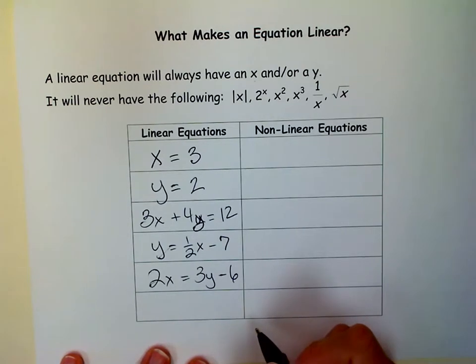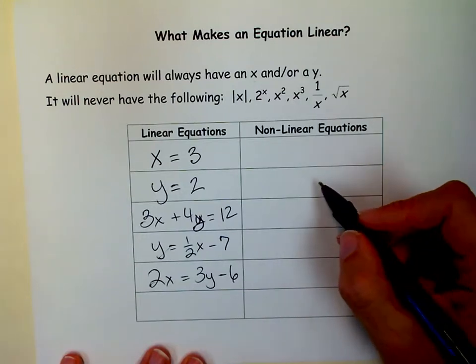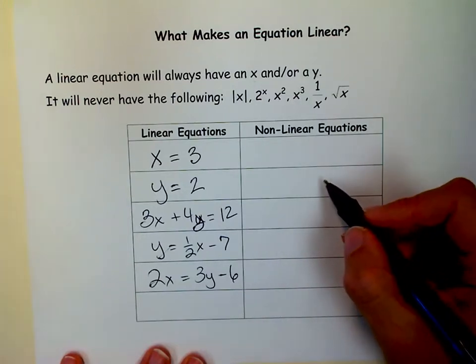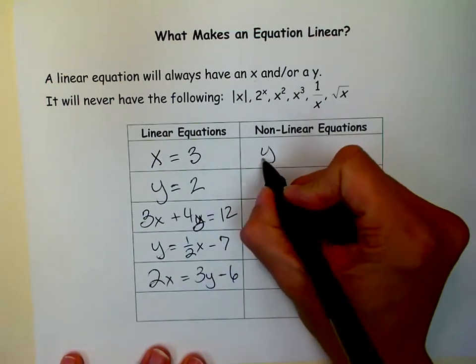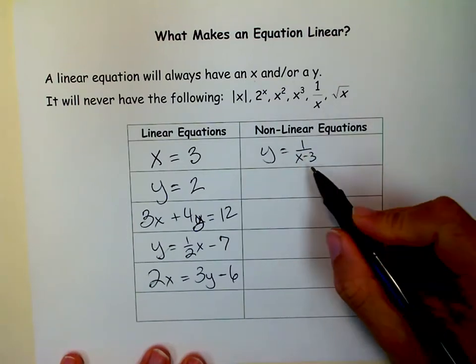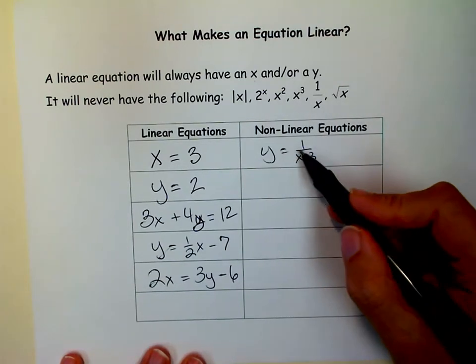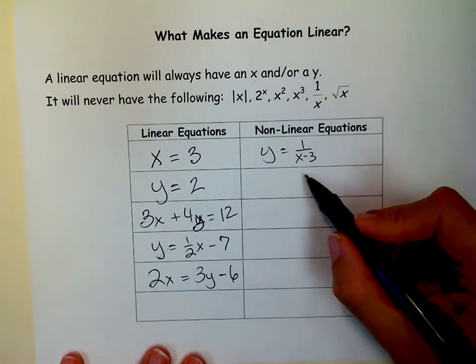Things that are not linear equations are things where x and y are multiplied, or they have an exponent on them, or a square root, or an absolute value. So if I said y equals 1 over x minus 3, that's not a linear function because x is in the denominator, and you can't have x or y in the denominator for it to be a linear equation.